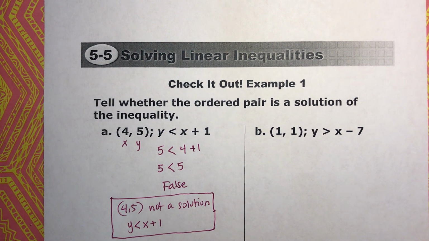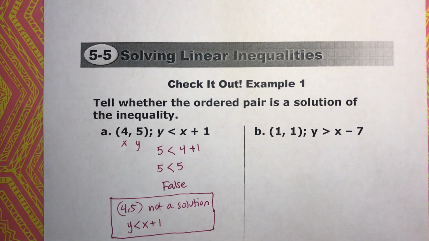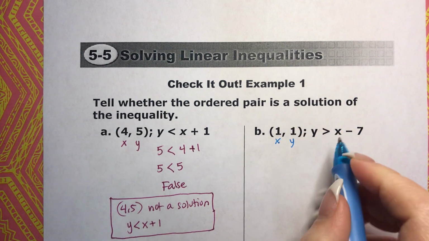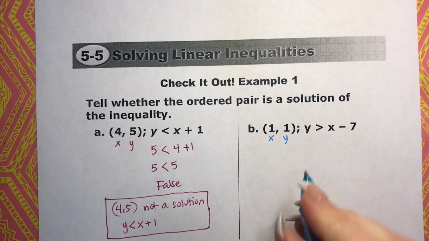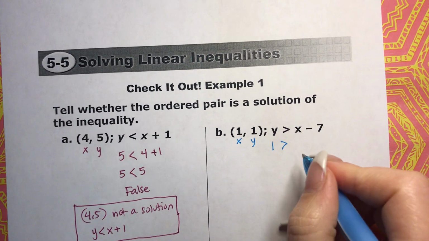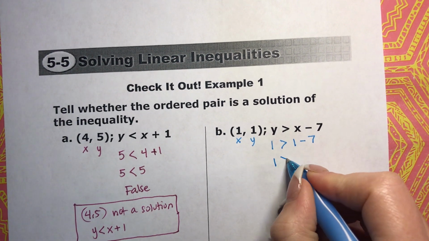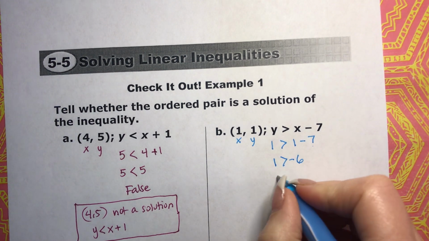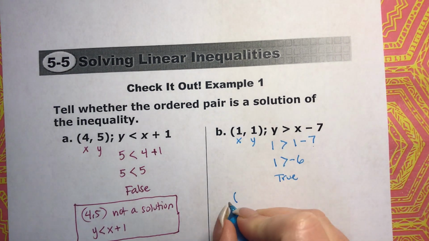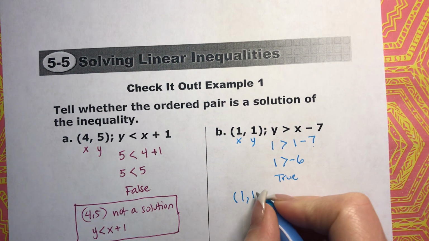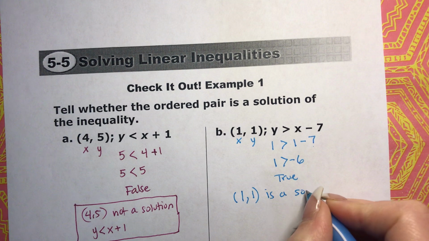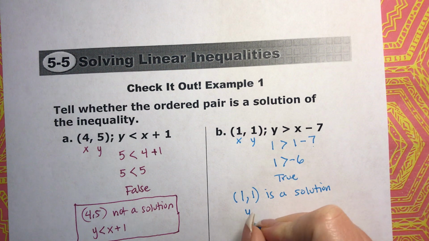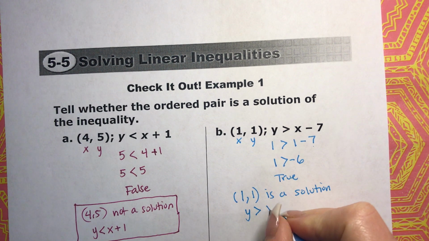Let's go ahead and look at this one. So what do we have? We have our ordered pair here. This is our x, our y. We're trying to figure out if it's a solution to this inequality, so we just substitute those values in. And 1 minus 7 is negative 6. Is 1 greater than negative 6? Yes, that's a true statement. So that means 1 is a solution to the inequality y is greater than x minus 7.